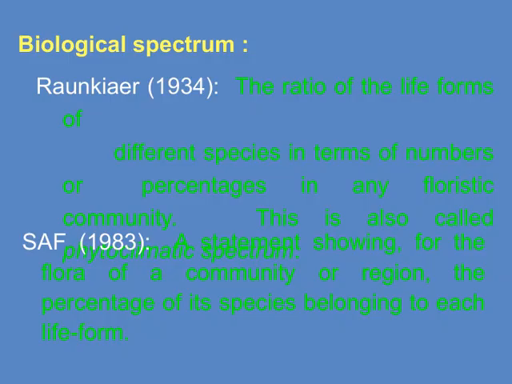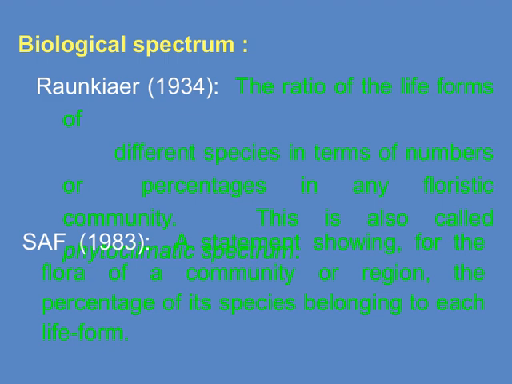Let's talk about the biological spectrum. Raunkiaer in 1934 described it as the ratio of different species' life forms, either in terms of their numbers or percentages within any given floristic community. You can think of this as a way to understand how various plant types are distributed in a specific area. This concept is also known as the phytoclimatic spectrum, emphasizing the relationship between plant life forms and climatic conditions.